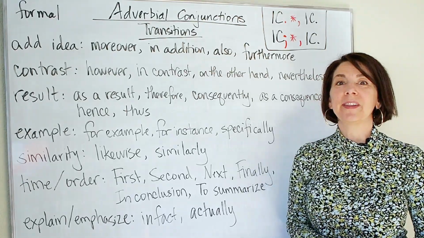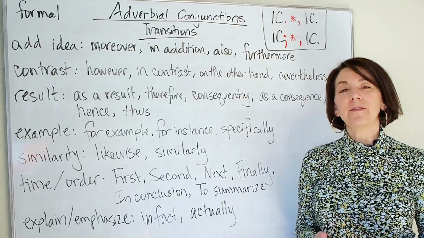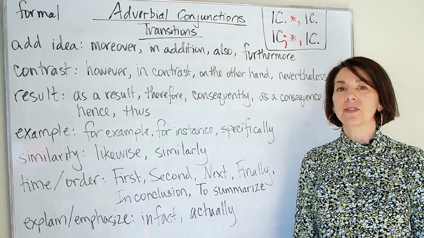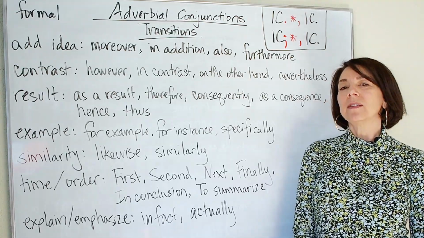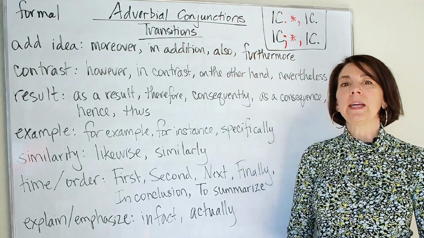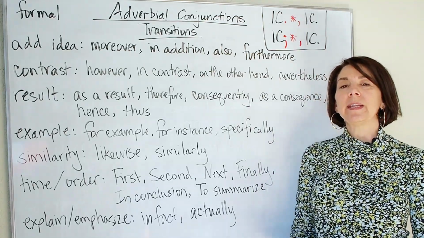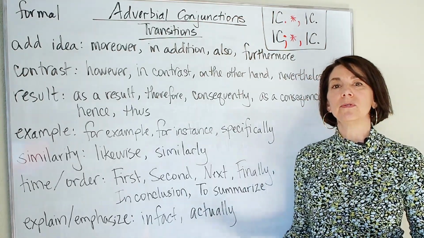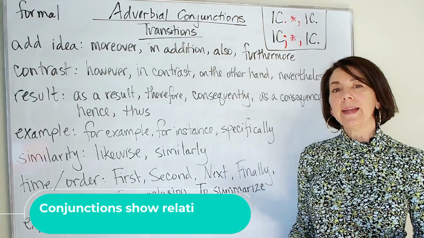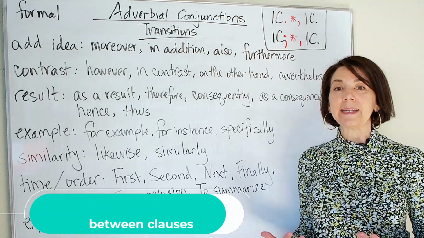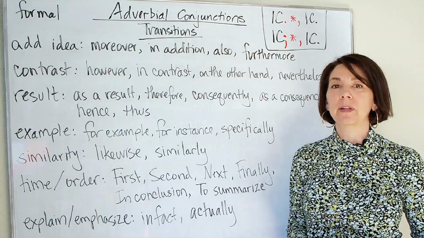So let's get started with adverbial conjunctions. Adverbial conjunctions are also called transitions or transition words and phrases. Sometimes we also call them conjunctive adverbs. But basically, this type of word is a conjunction. It shows a relationship between two clauses. And because they show the relationship, they include meaning that can help your writing to be more clear.